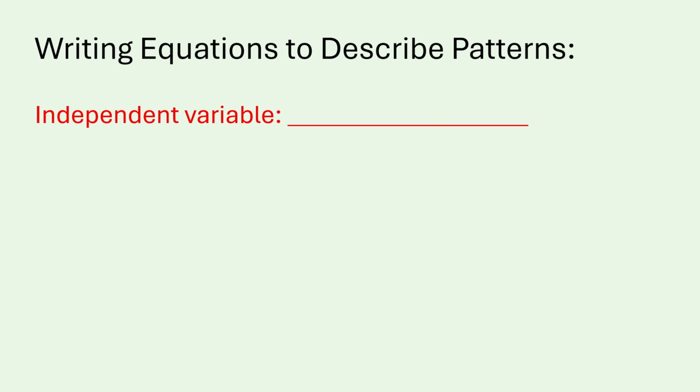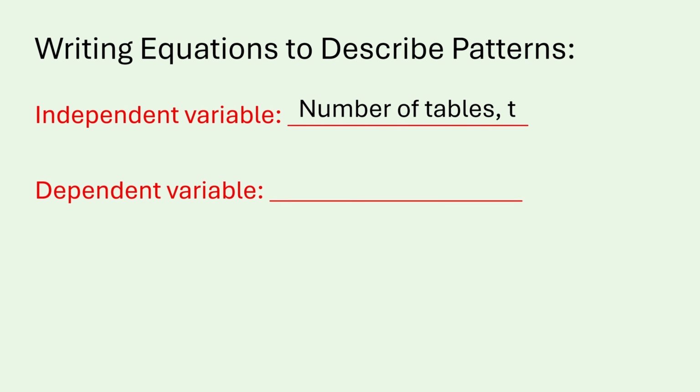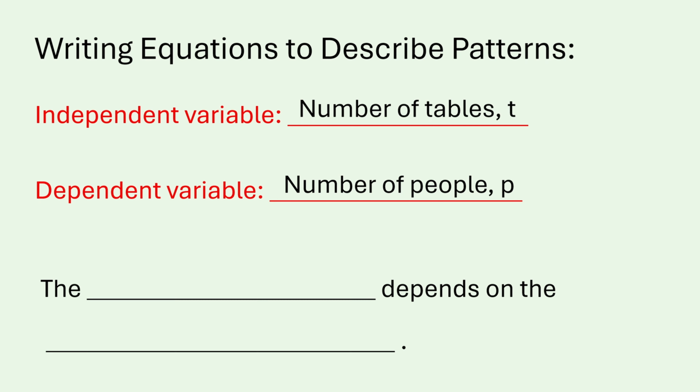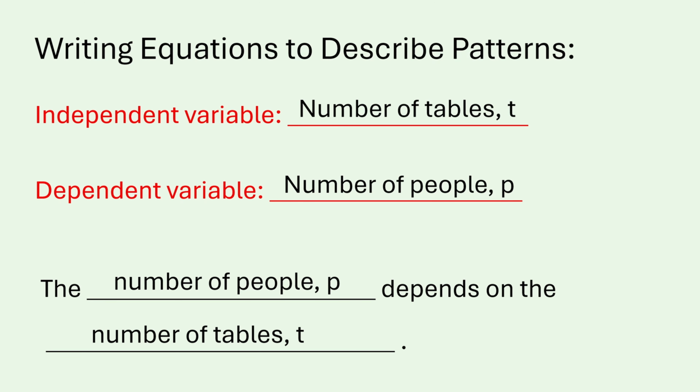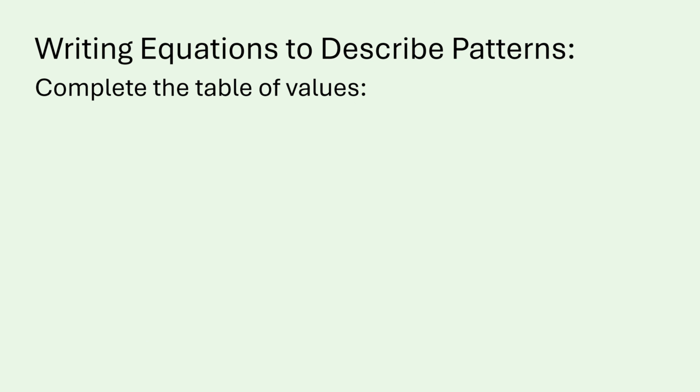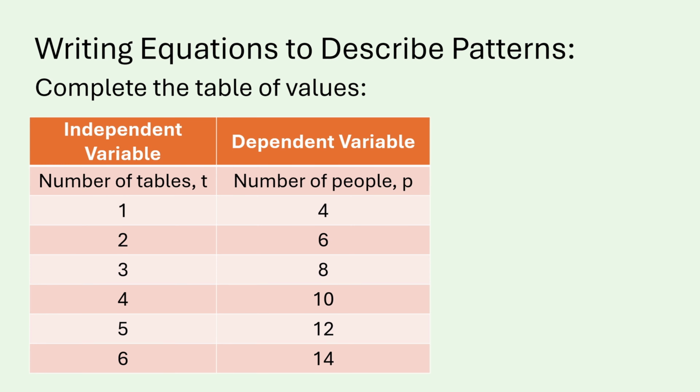Here, the independent variable is the number of tables T and the dependent variable is the number of people P. The number of people P depends on the number of tables T. Complete the table of values. The first column shows the number of tables T, which is the independent variable. The second column shows the number of people P, which is the dependent variable. If there is 1 table, 4 people can sit. If there are 2 tables, 6 people can sit.